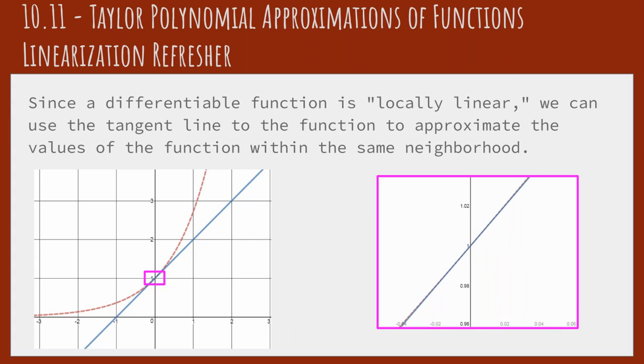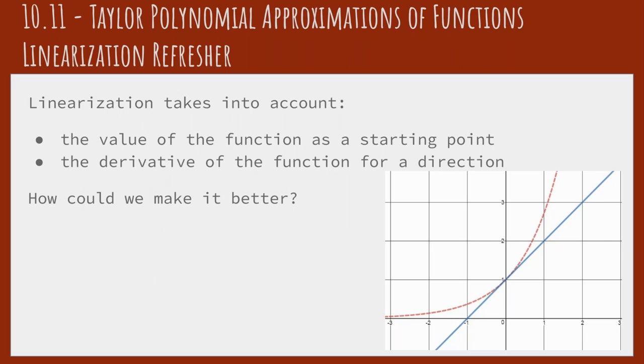So with linearization, we're going to take into account the value of the function at the point. Okay, so that's just the point on the function. And then we're also going to take into account the derivative of the function, which gives us a direction or a slope. So for this particular function, y equals e to the x, we can approximate the e to the x function with the line y equals x plus 1.